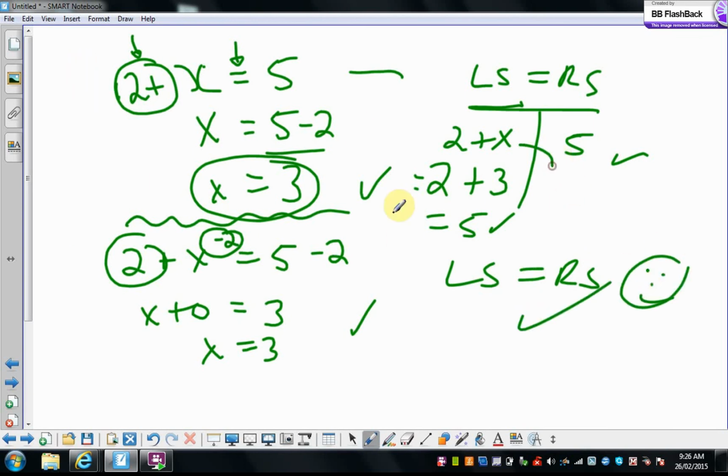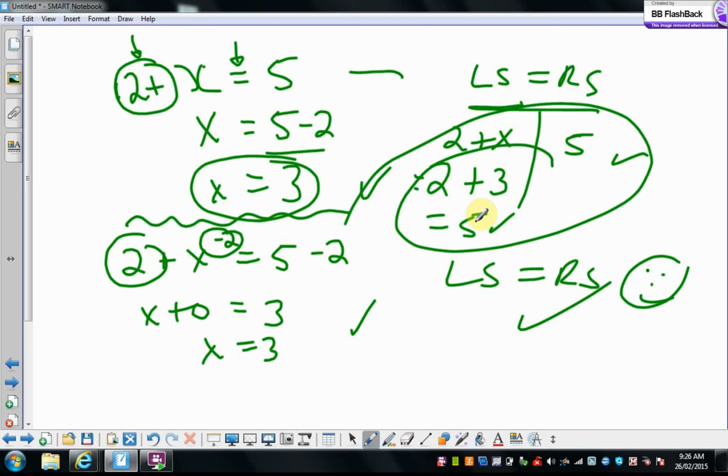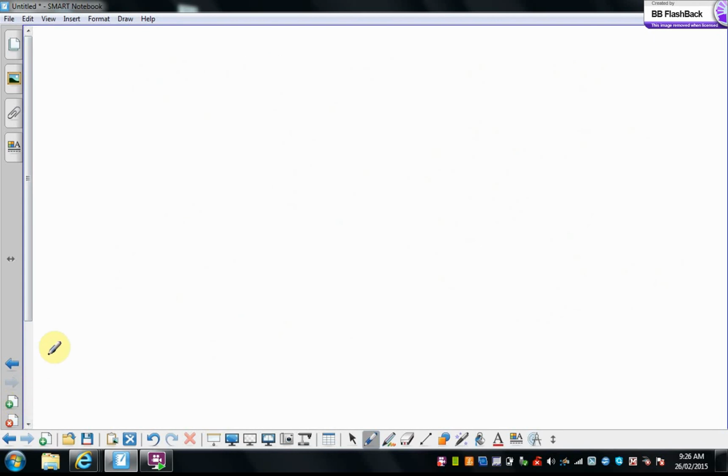If this doesn't happen, if you get 7 is equal to 5 or something like that, well, that's not true. And you either made a mistake on your check, or you made a mistake over here trying to get the right answer. So that's the start to solving equations.